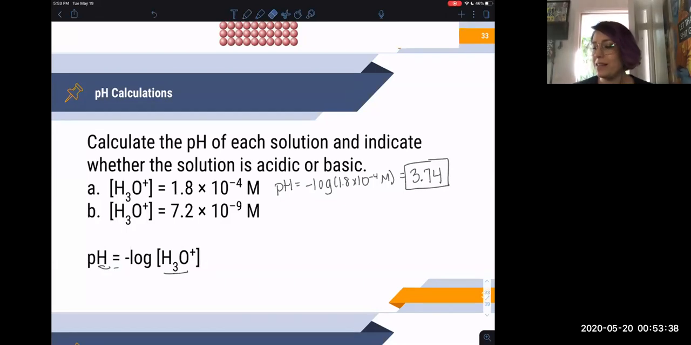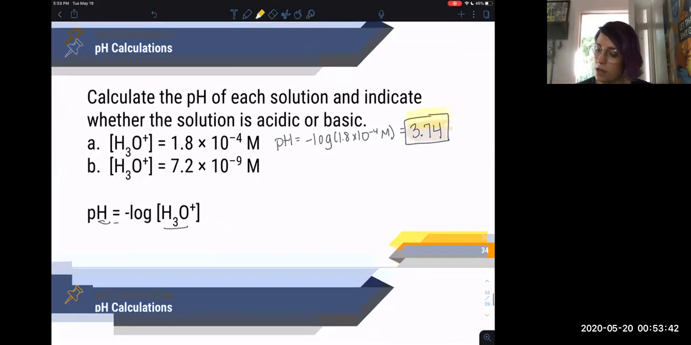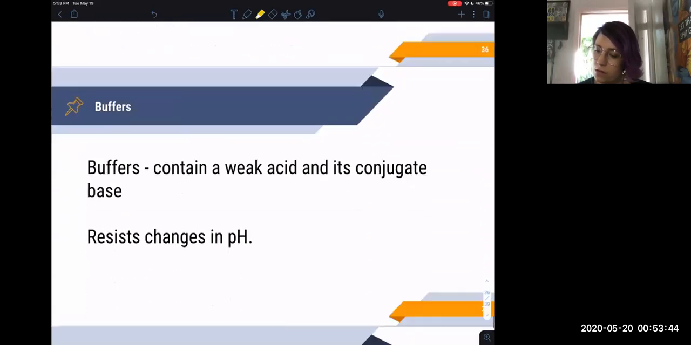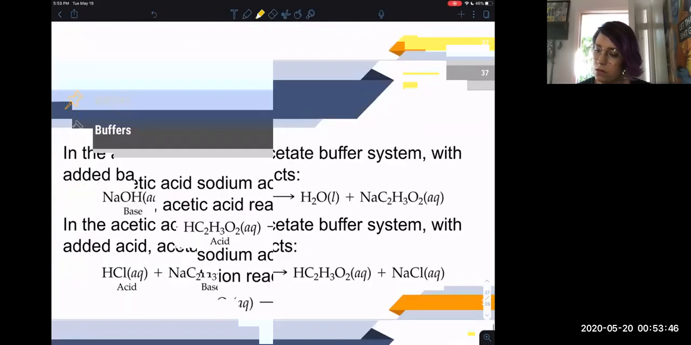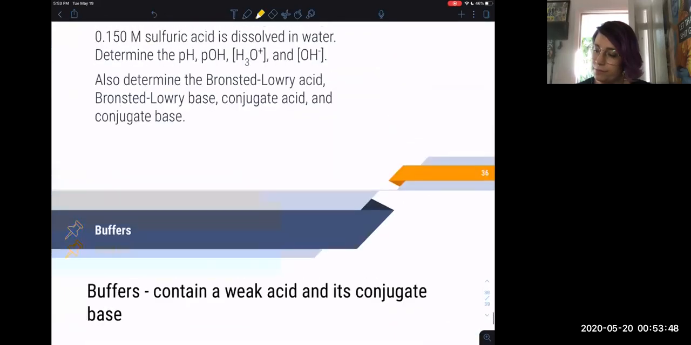Now, hopefully you're getting this number. I'm going to explain the sig figs in just a second. I think I have a slide for sig figs. Do I? I don't. I don't, but I need one.